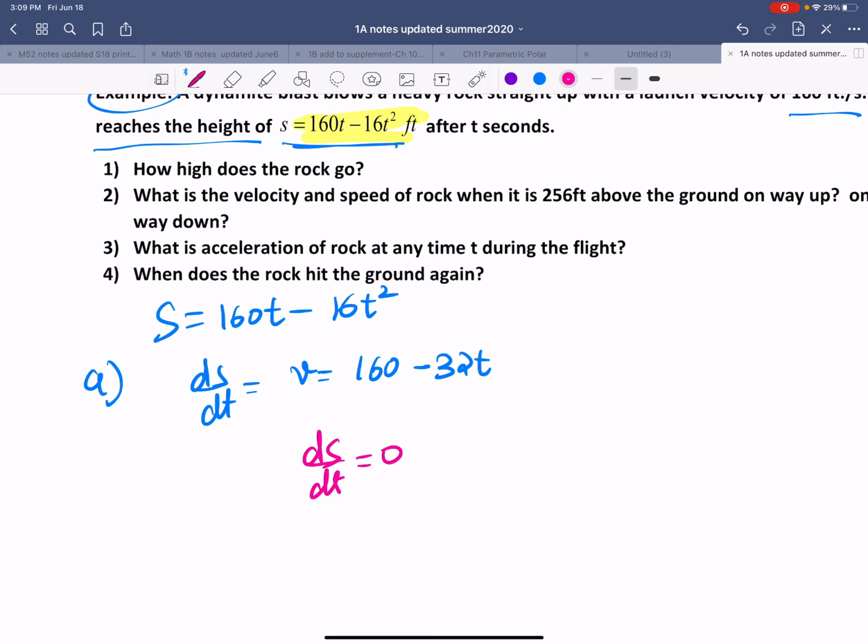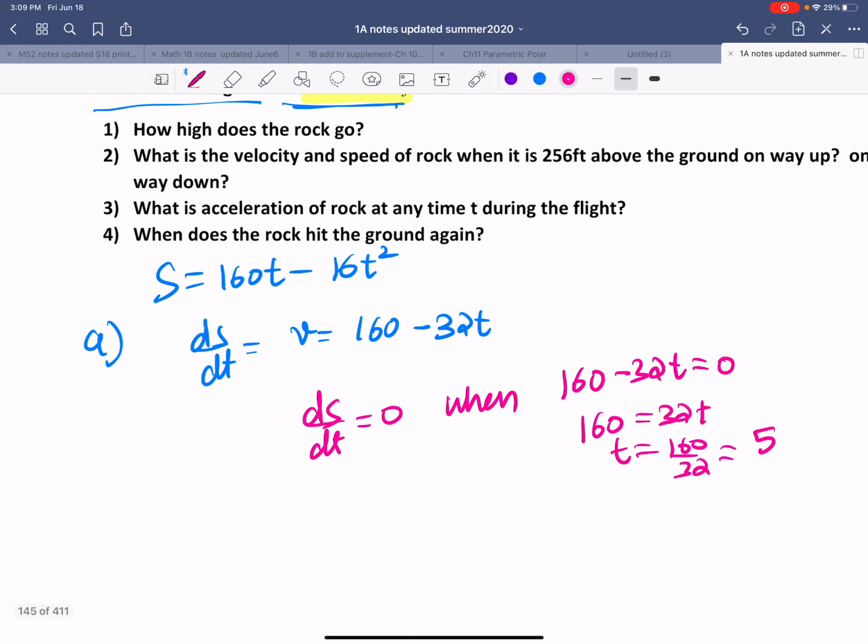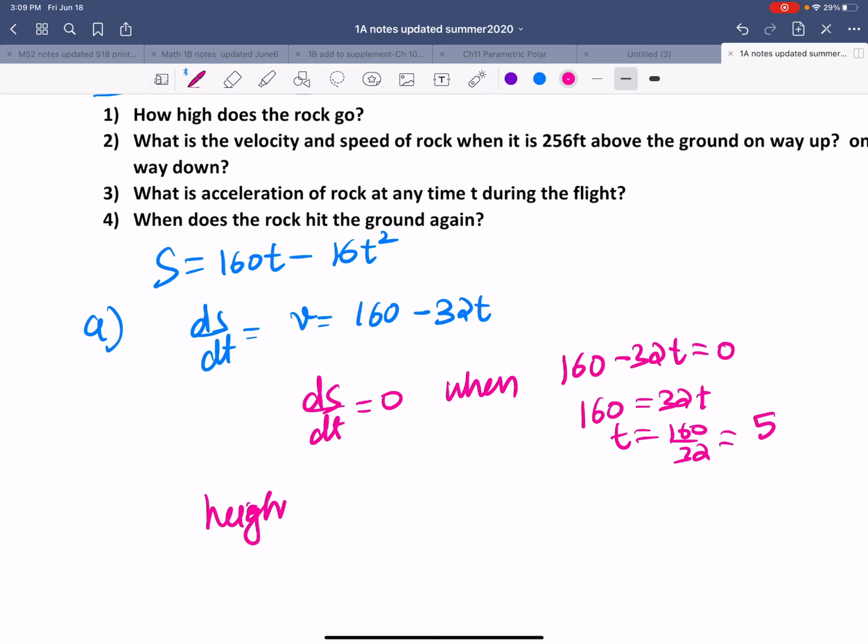ds/dt is 0 when 160 minus 32t is 0. So 160 is equal to 32t, and t is equal to 160 divided by 32, which is 5. That's going to be after 5 seconds, the object is at maximum height. So after 5 seconds of throw, the height is maximum.